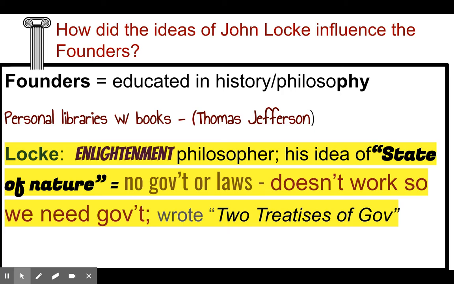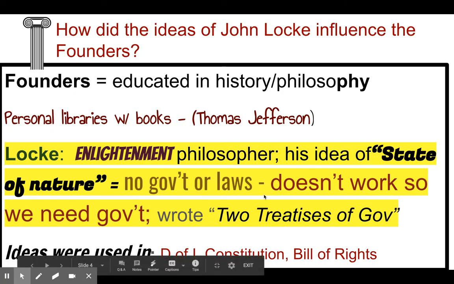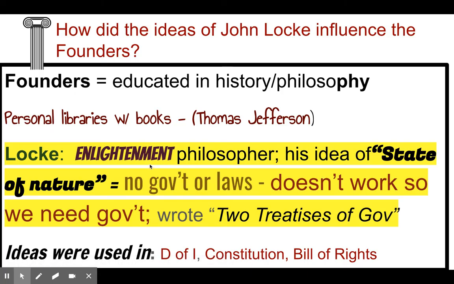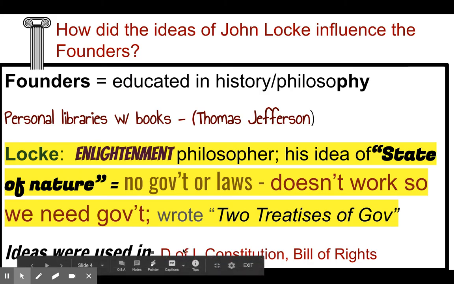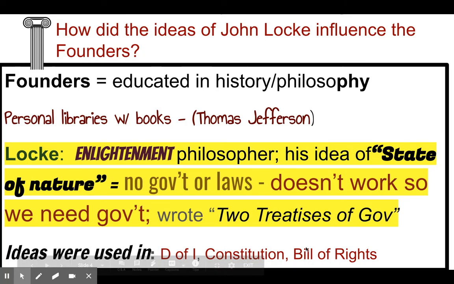John Locke was an Enlightenment philosopher. His idea of a state of nature where there are no laws or government doesn't work. We need government. He wrote this in his book, The Two Treatises of Government. And his ideas, Locke and other Enlightenment philosophers' ideas, were used to write the Declaration of Independence, the Constitution, and the Bill of Rights.